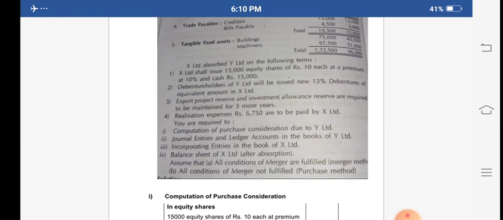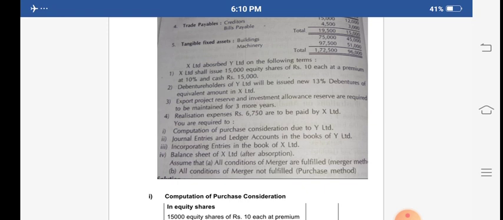First of all, computation of purchase consideration due to Y Limited. So we have to calculate the purchase consideration. Next, journal entries and ledger accounts in the books of Y Limited. Then incorporating entries in the books of X Limited, because it is the transferee company. Next, the balance sheet of X Limited after absorption. This is also the transferee company's balance sheet that we have to prepare.